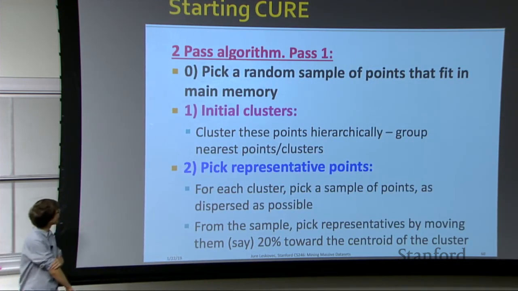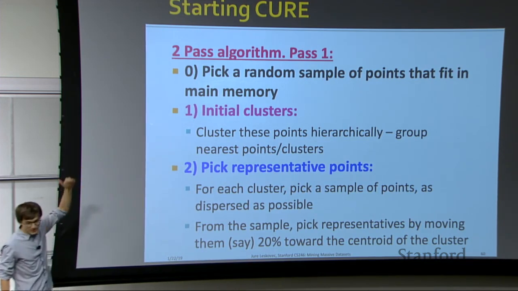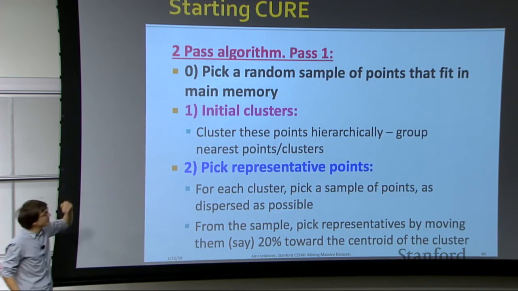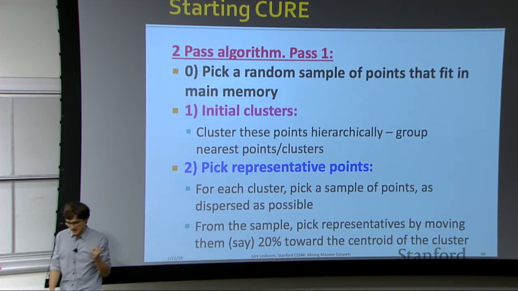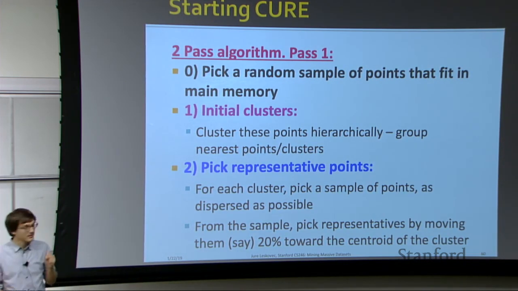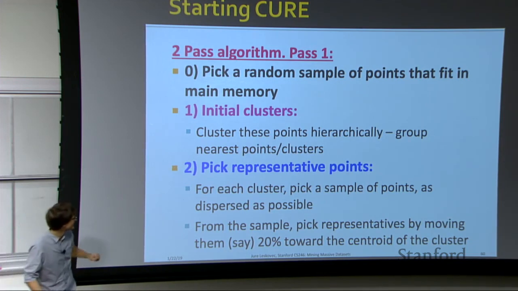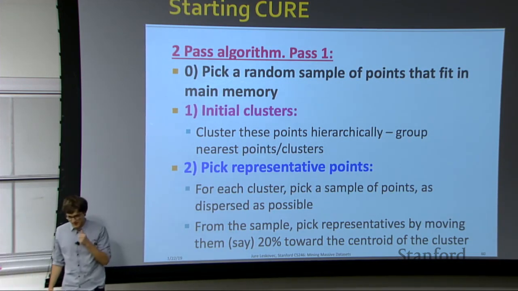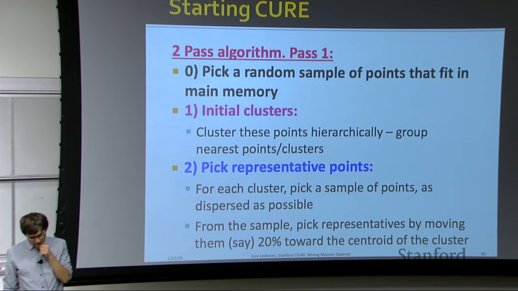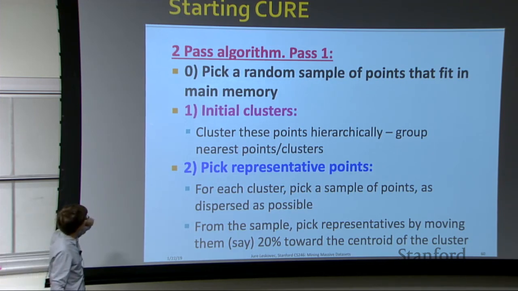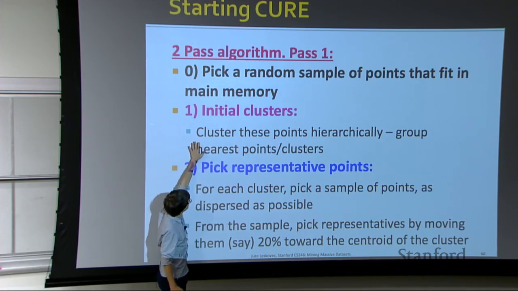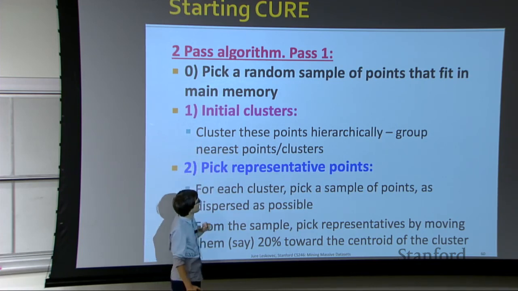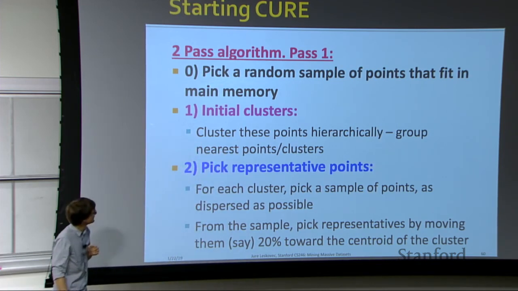The idea is the following. The algorithm will have two passes. And again, in the first pass, we'll try to identify these representative points. And in the second pass, we will assign points to the clusters that are described by the representative points. The idea is the following. We want to pick some random sample of points that fit into main memory. Come up with an initial clustering by using hierarchical clustering.